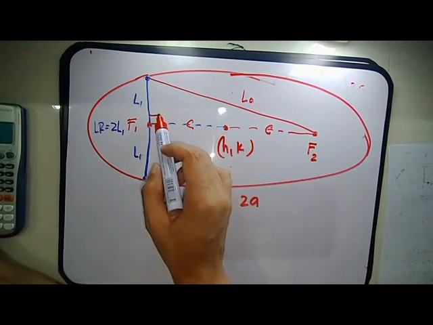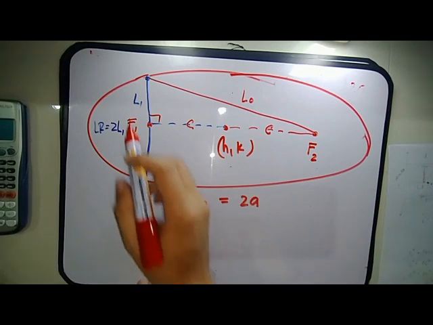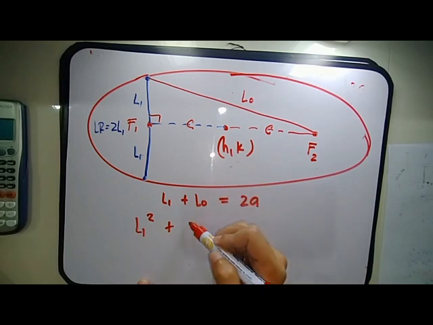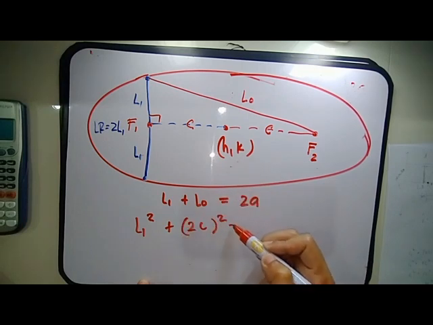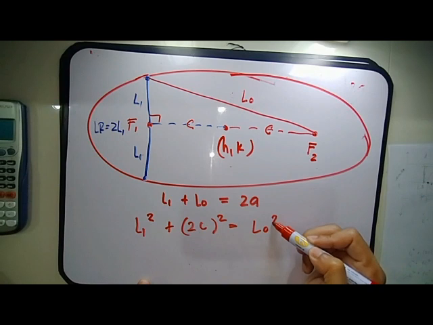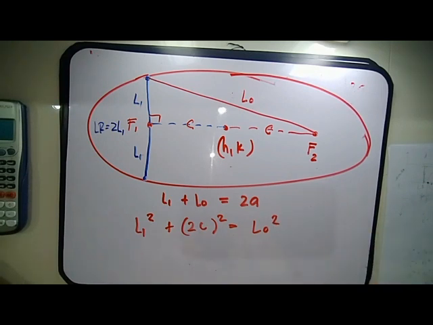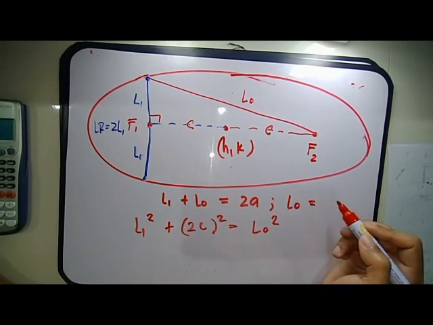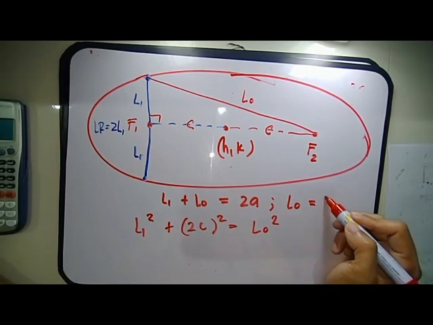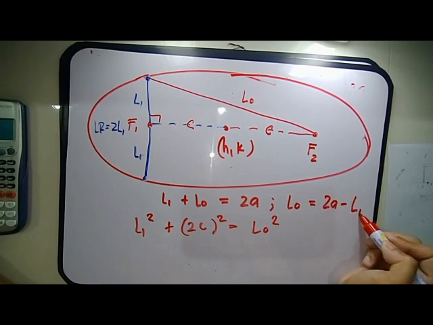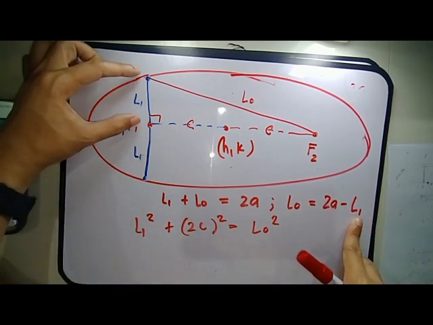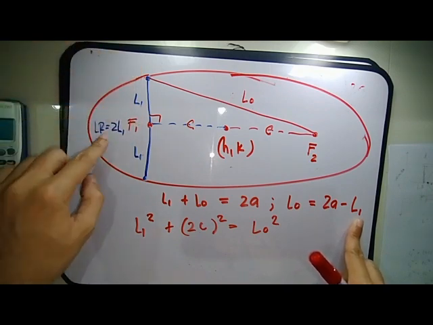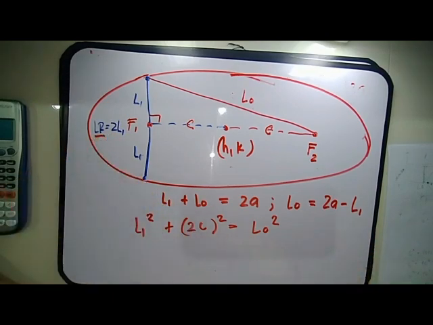So meron tayo guys na right triangle. Meaning, you have L1 squared plus, so 2C squared equals LO squared. But here, LO is equal to, you have 2A minus L1. So yung L1 natin guys is yung kalahati ng latus rectum. So mag-focus lang muna tayo sa kalahati. Then, after finding the L1, i-times 2 lang natin. So length na yon ng latus rectum.